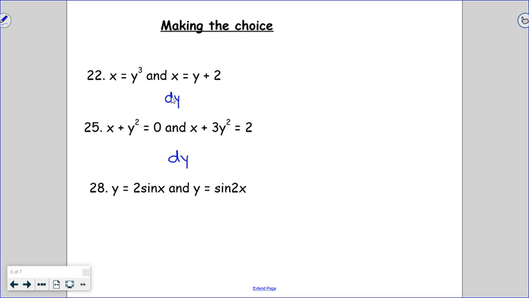Okay, on the 28, y equals 2 sine of x and y equals 2 sine of 2x. What would you integrate with respect to? Absolutely. Do you even want to start the process of solving those equations for x? Then why would we, right? I would absolutely integrate this with respect to x. So it's whatever your equation is solved for, that's what we're integrating with respect to.